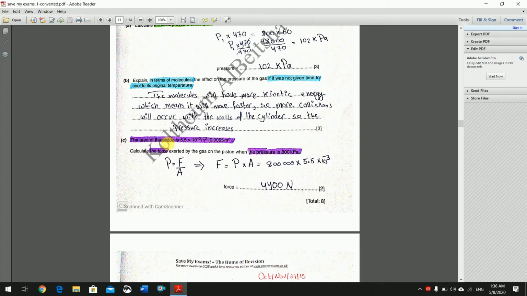Now, the area of the piston is 5.5 times 10 to the power of -3 meters squared, which is written here as a decimal. Calculate the force exerted by the gas on the piston when the pressure is 800 kilopascals. Now here you have a pressure, you have an area, and you're asked for a force. So we go back to a really simple concept, which is pressure equals force over area. In order to get the force, it is the pressure multiplied by the area. So we just multiply the pressure, which is 800 kilopascals, by the area. So we will get 4,400 newtons, since newtons is the unit of force.